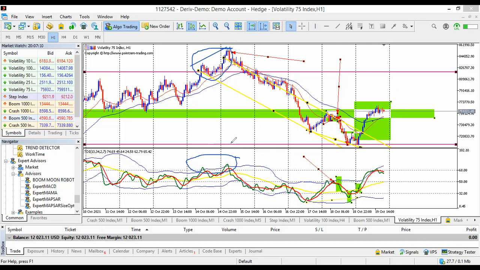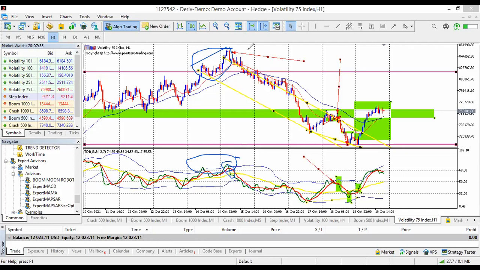Look at the shark fin that we are having here. Look at the cross of the green and the blue. The green is the signal. The yellow is your baseline. Yellow has crossed above 50, closer to your 68. This is a sure sell opportunity. This is it. This is your entry here. A sure sell opportunity. That's one.